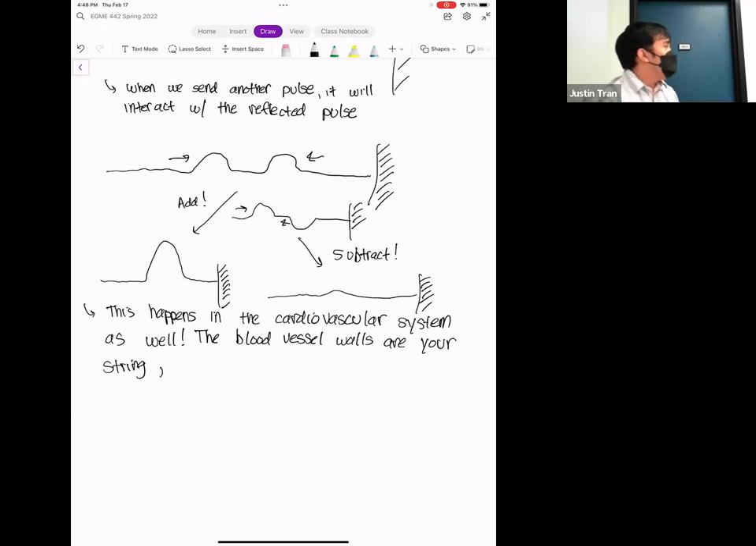The pulses that get generated are generated from the heart. And so when the heart contracts, that creates a pressure pulse or a pressure wave.